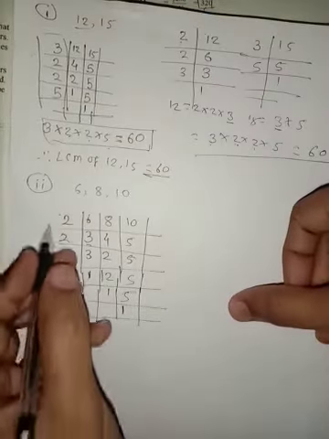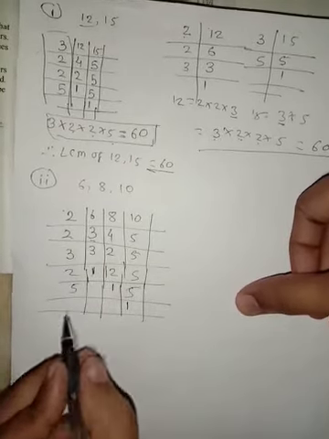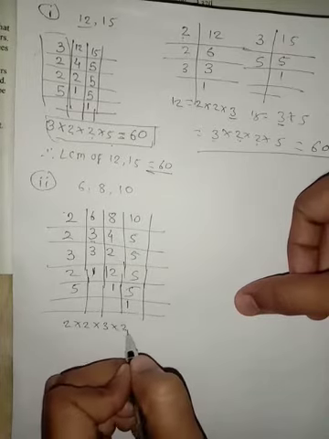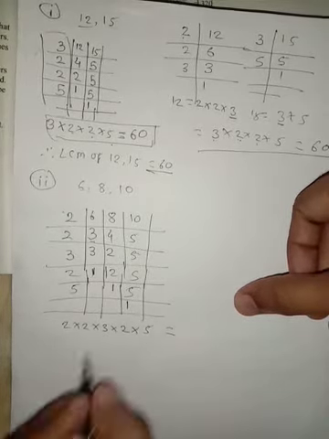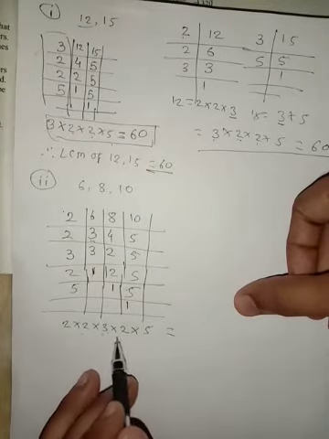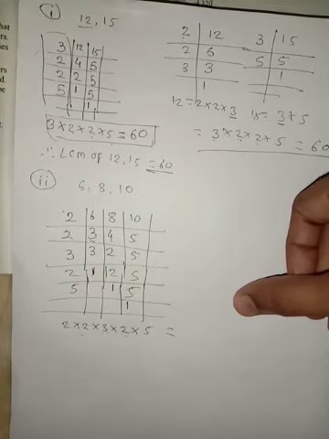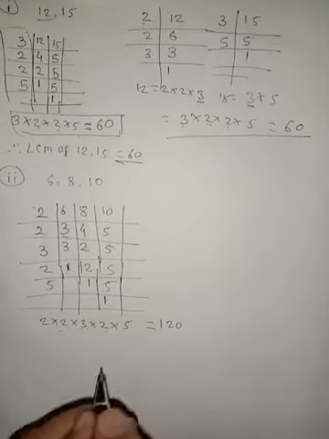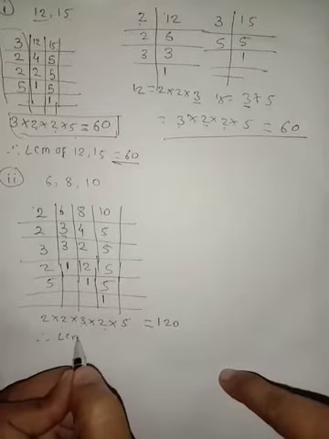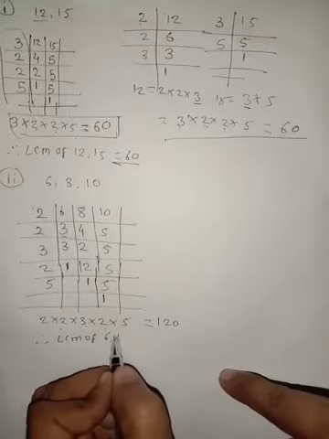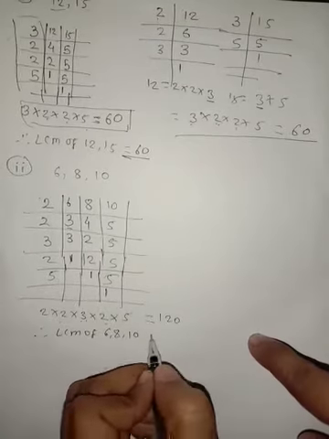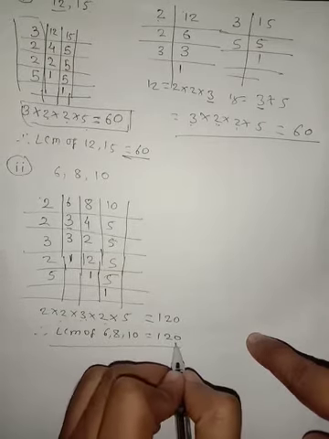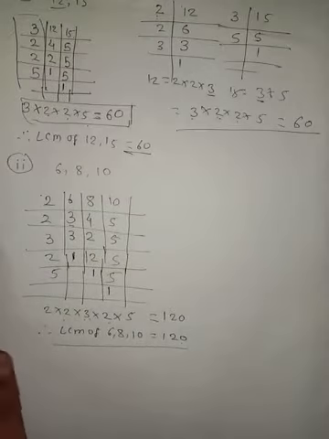So this is the LCM of 6, 8, 10. So it is 2 into 2 into 2 into 3 into 5. 2 threes are 6, 6 fours are 24, and 24 fives are 120. This is the LCM. So therefore the LCM of 6, 8, 10 is 120. This is our answer. Hope you understand how to find the LCM.